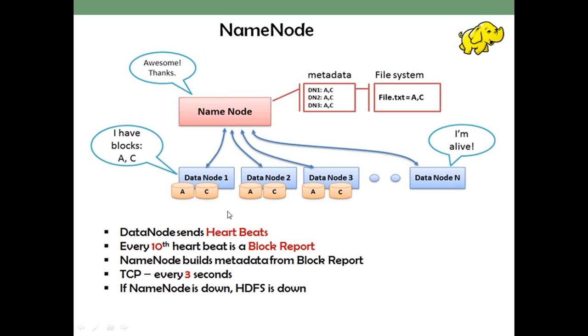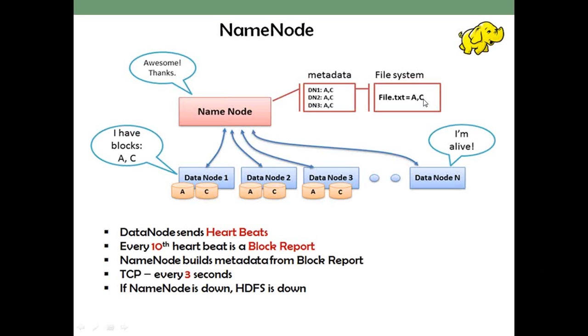Next, we will get some more details about the name node. Here the name node has two different blocks, A and C. The name node keeps the information that data node 1 has blocks A and C, data node 2 has blocks A and C, and so on. It maintains which blocks a file is split into. Here I mentioned A and C, but generally each block has a unique block ID, and blocks are identified based on that block ID.